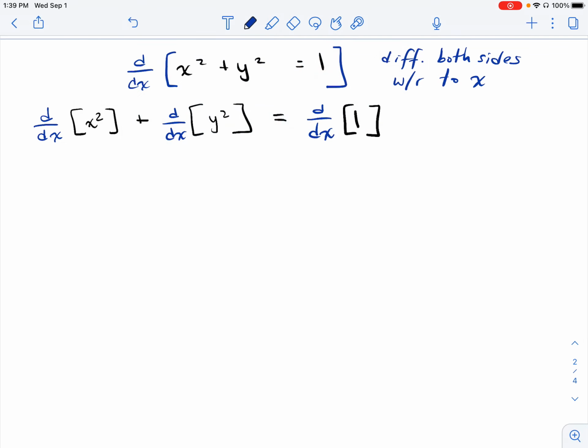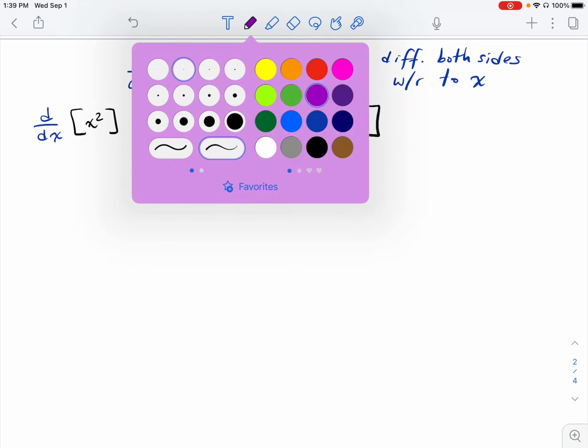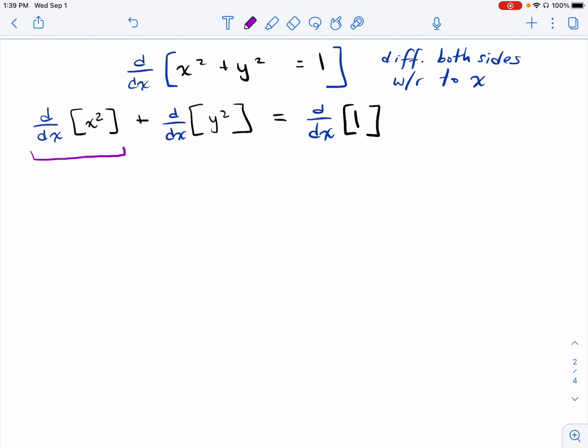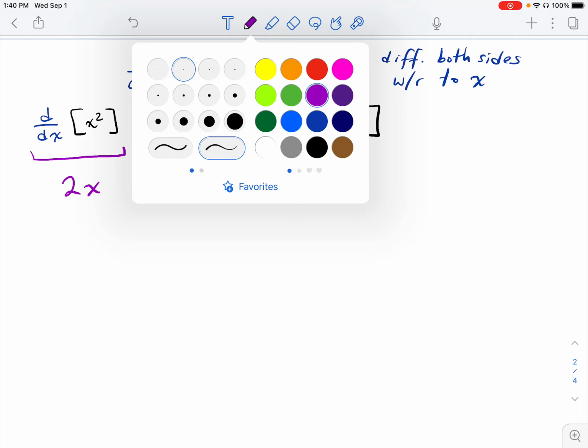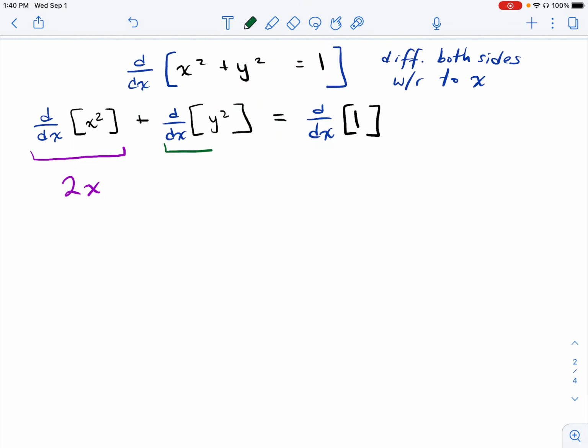Okay, so let's break down what we just did. First off, let me do this in purple, for example. What is the derivative of x squared with respect to x? If we just differentiate using the power rule, we can say that this is simply 2x. Now, let's do this next part in green. Let's differentiate y squared with respect to x. Now, in doing so, we'll notice that we don't have a function in terms of x right now. We've got the function y. So we're going to have to apply the chain rule here.